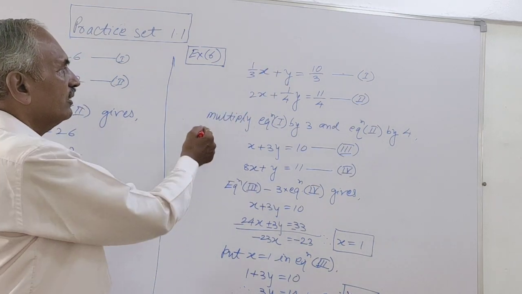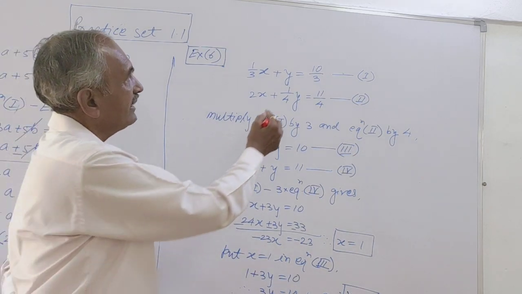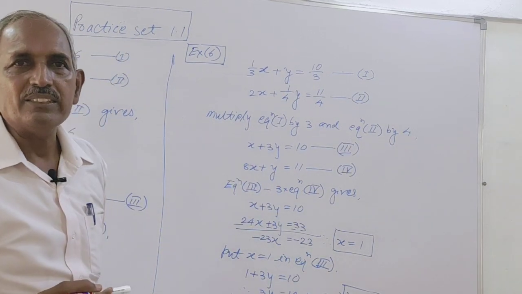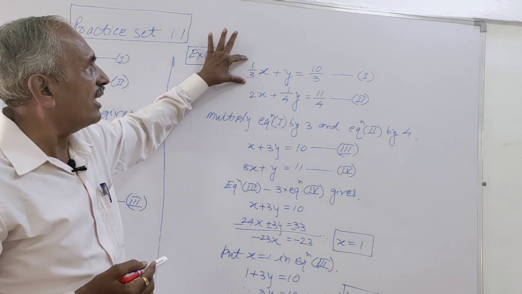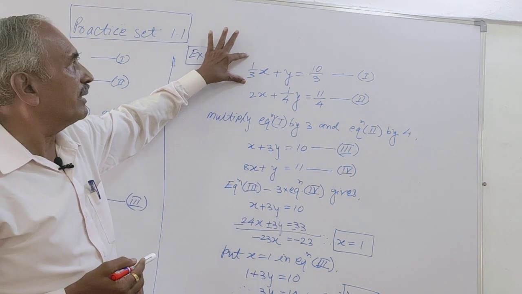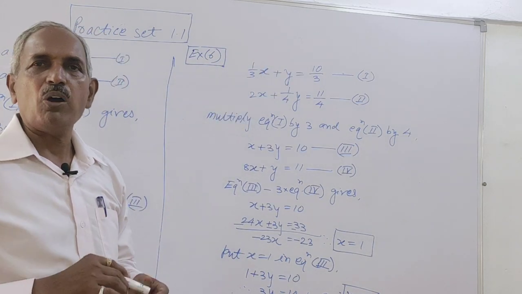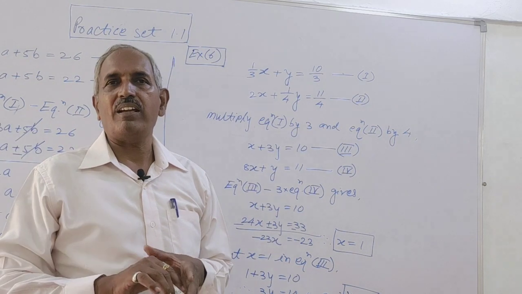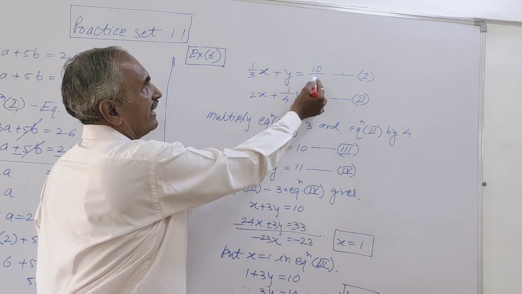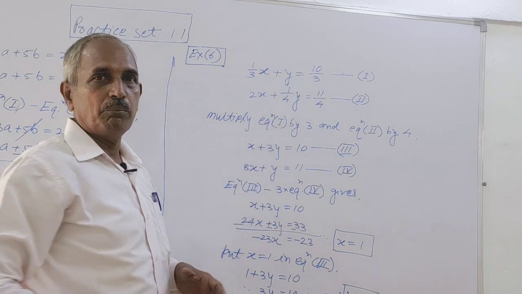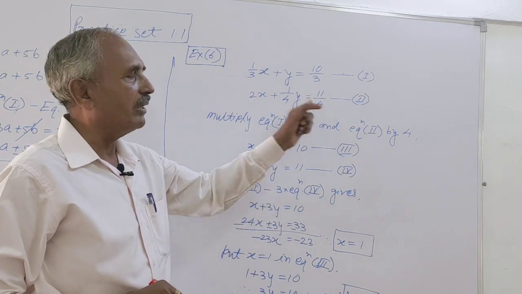Now let me start solving these two equations by the elimination method. But here it is a little difficult to eliminate x or y because there are fractions. The numbers are not integers, but fractions, in both the equations. So first of all, I will eliminate the fractions. How to eliminate the fraction? In equation number 1, the denominator is 3, and in equation number 2, the denominator is 4.